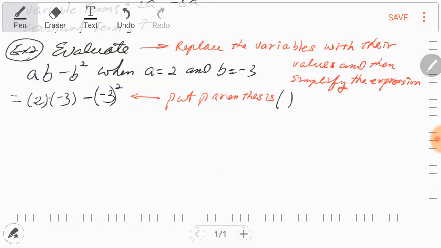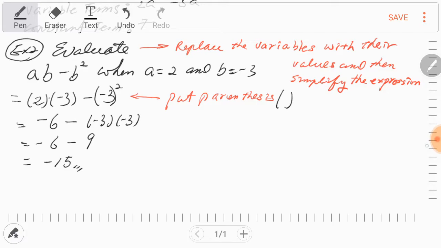So this is equal to now 2 times negative 3 is negative 6. Then minus negative 3 squared means negative 3 is multiplied twice, so it will be positive 9, right? So negative 6 minus positive 9. Then negative 6 minus 9 is negative 15.